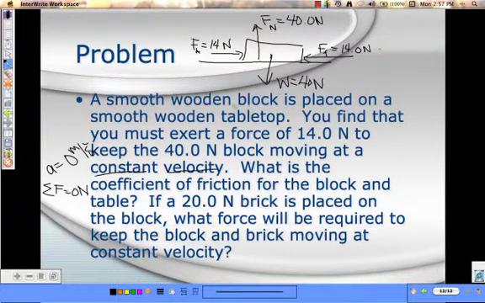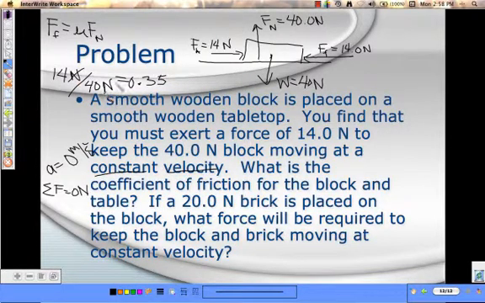So if we want to find the coefficient of friction, what's our equation for friction? Mu times normal force. So if we're looking for mu, our coefficient of friction, we're going to take the force of friction, which is 14 newtons, and divide by our normal force, which is 40 newtons, and get our coefficient. What is it? 0.35? Okay.